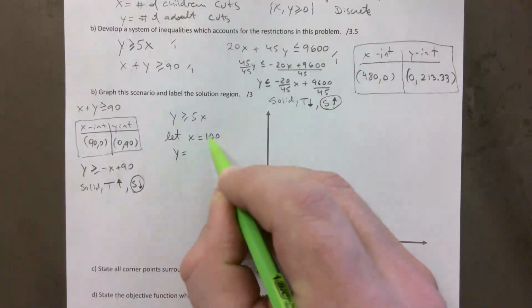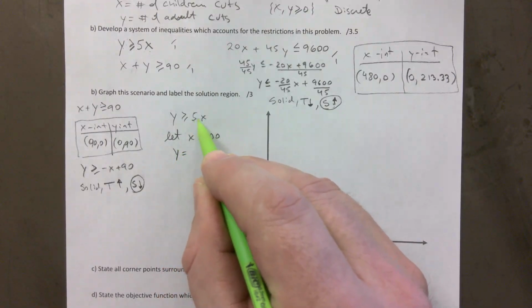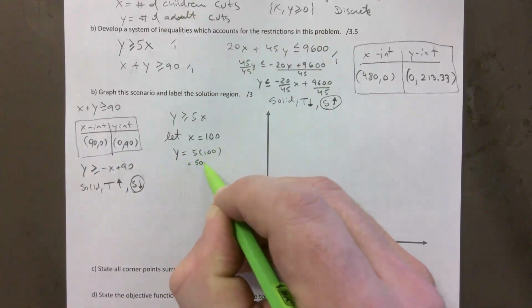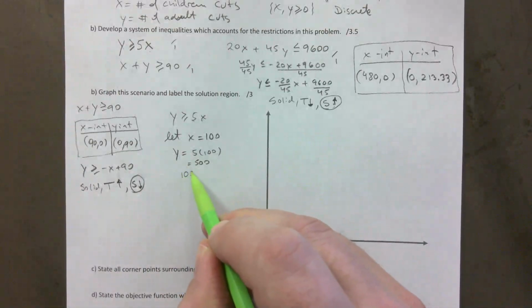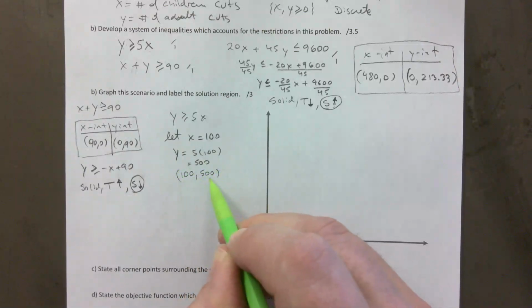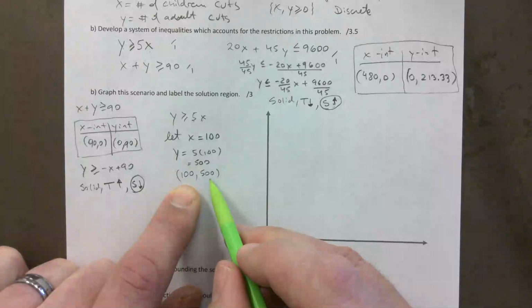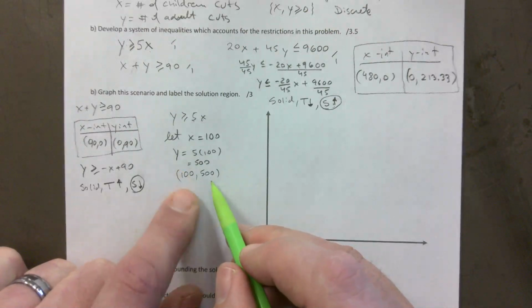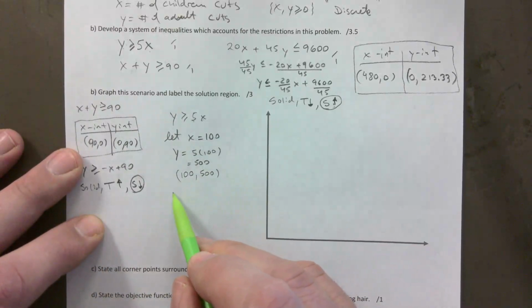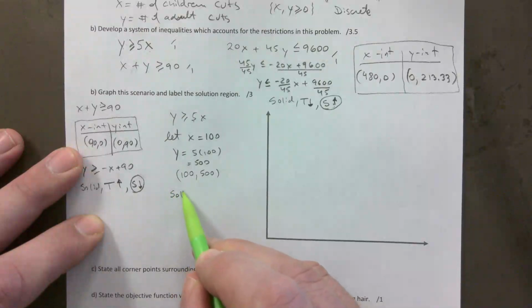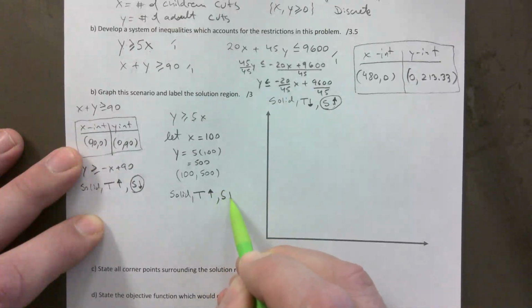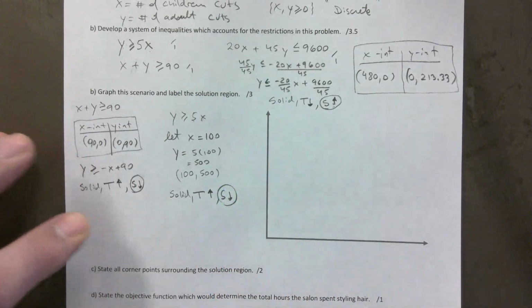That means that y, if you plug in x there, y will be 5 times 100. So that's 500. So you found your second point. You're going to connect 100, 500. That is your point that's going to connect to the origin. Okay? Next, this is going to be a solid line. True region is above, shade below. Now we're ready to go.